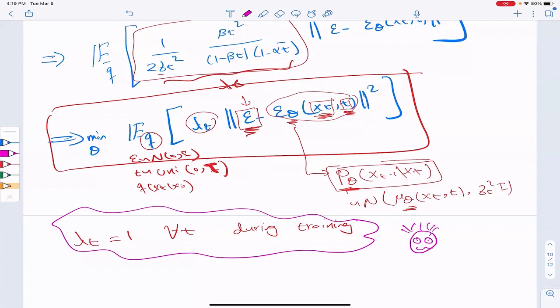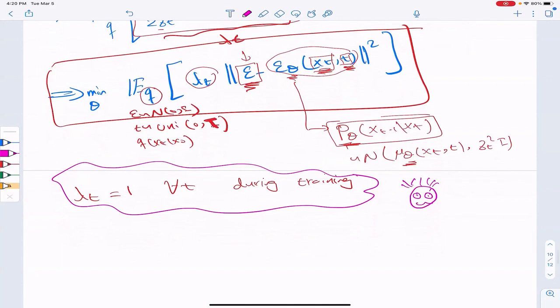It's a surprised face emoji. So what? We did all this computation. At the end of the day, we are just going to drop this constant that was coming from our computation. And effectively, we are doing a reconstruction loss. So we are saying, okay, just train a network to denoise your input a little bit.